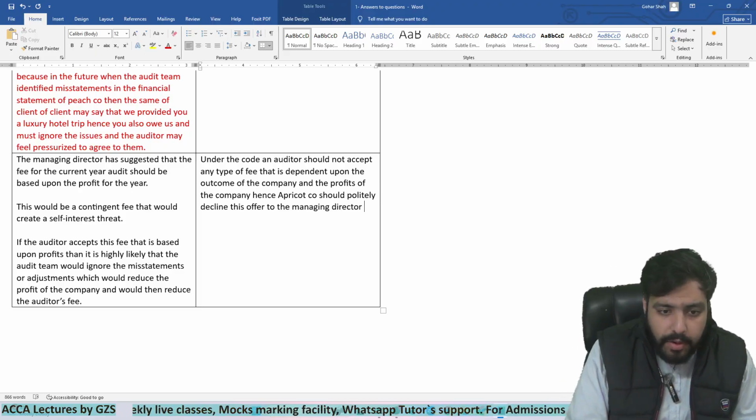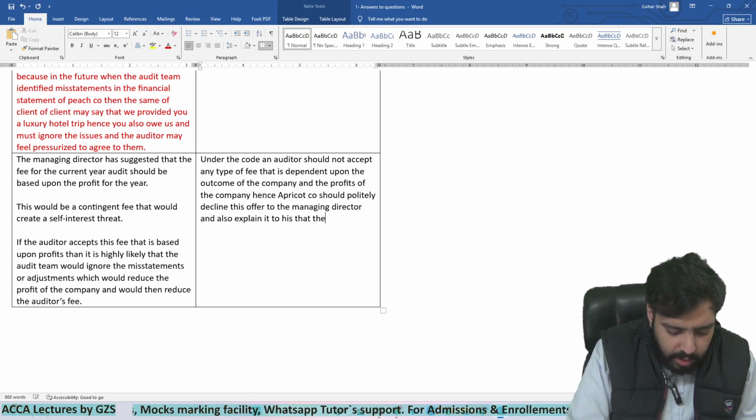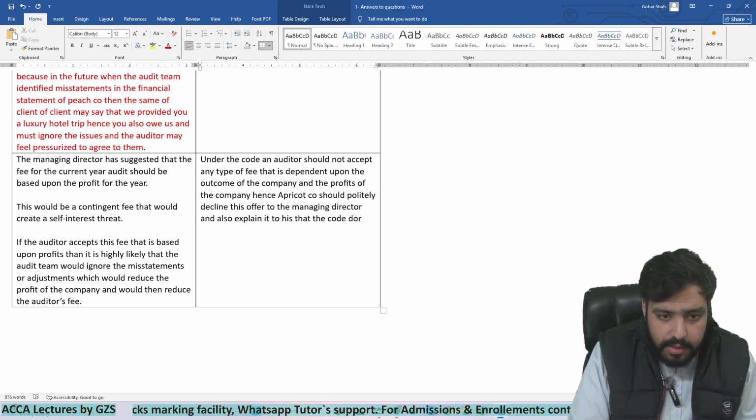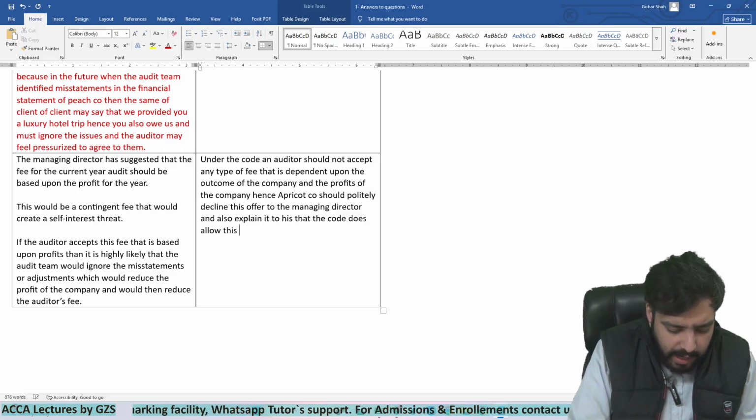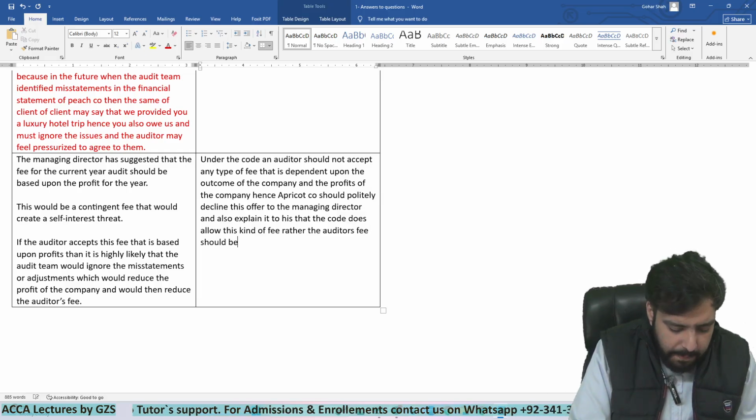So you will write it down, the managing director, and also explain it to him that the code does not allow this kind of fee. Rather, the auditor's fee should be based, auditor's fee, apologies, I missed the word. Auditor's fee should be based upon the time it would take to complete the audit appropriately.